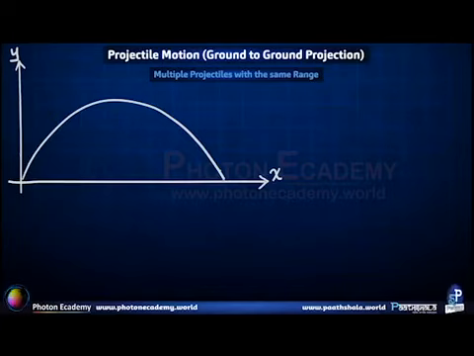Next up, we'll understand what happens in case of multiple projectiles that have the same range. So you know that the formula for range is equal to u square sine 2 theta upon g.